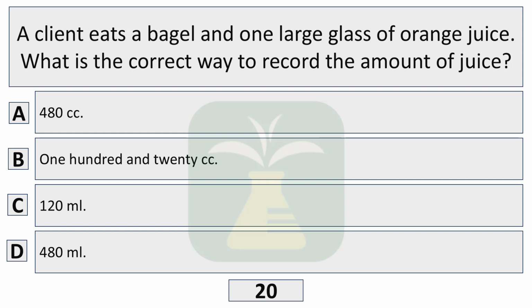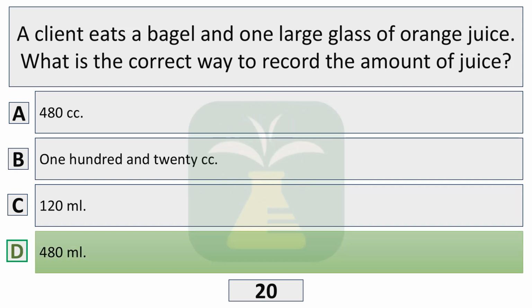A client eats a bagel and 1 large glass of orange juice. What is the correct way to record the amount of juice? A, 12 cc. B, 120 cc. C, 120 milliliters. D, 480 milliliters. Correct answer, D. 480 milliliters. The abbreviation cc is no longer appropriate in the medical field. Only ml should be used. A large glass is 480 milliliters.